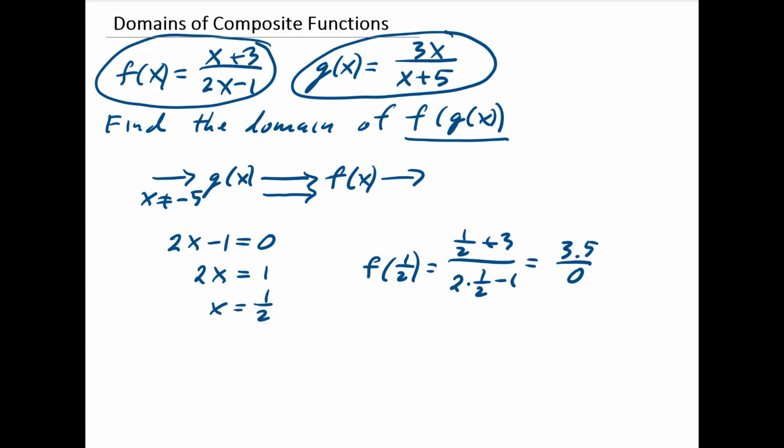So whatever number is coming out of g cannot equal 1/2. So the question is, what number do we plug into the function g which is going to cause a 1/2 to come out? Well, let's figure that out.